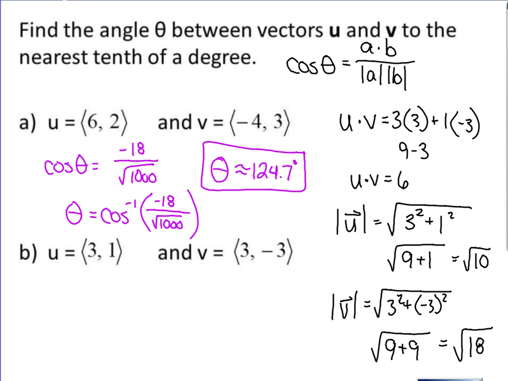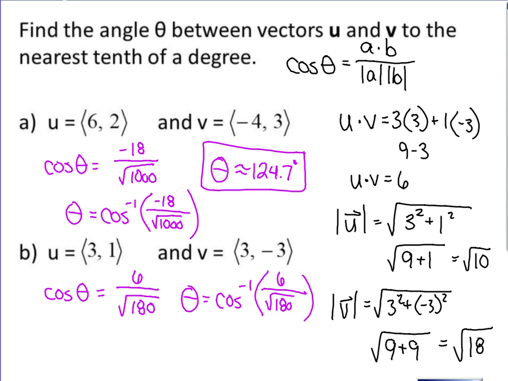We go to find our angle. The cosine of theta is going to equal u dot v over the magnitude of vector u times the magnitude of vector v. Again, they're both in the square roots. So we're going to have the square root of 10 times 18, or the square root of 180. When you need to get the theta by itself, you do the inverse of your cosine function. And in this case, our theta is going to be approximately 63.4.